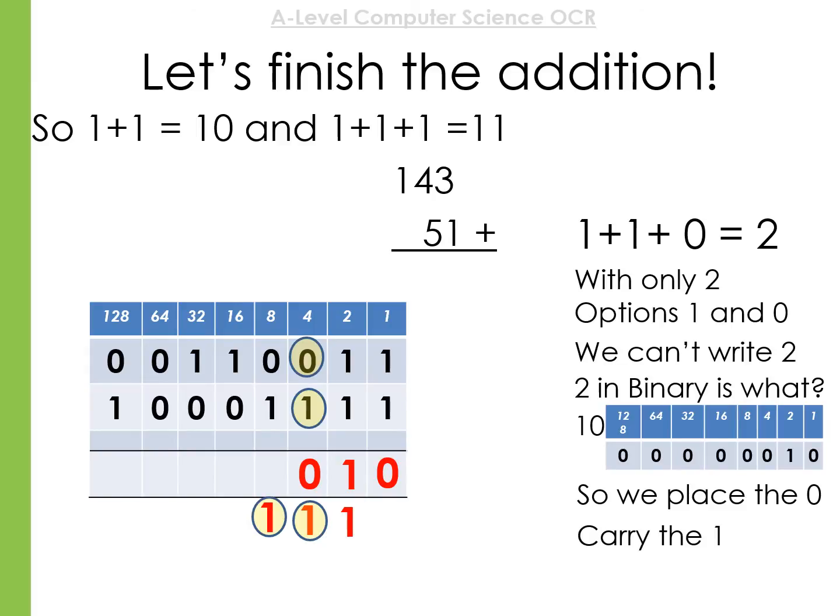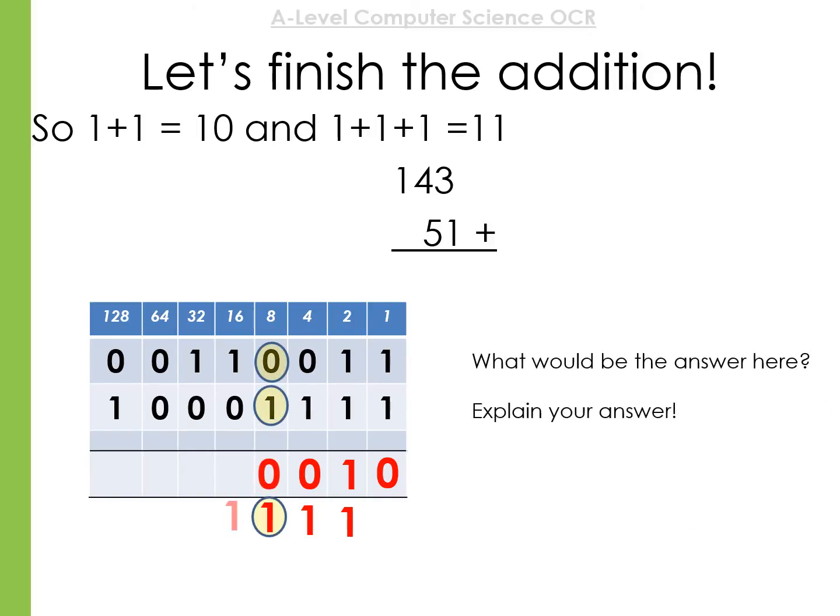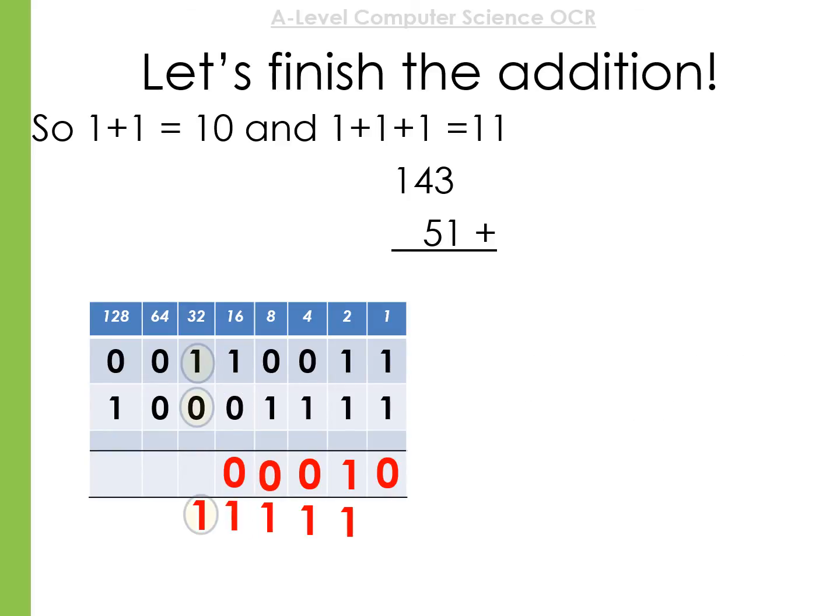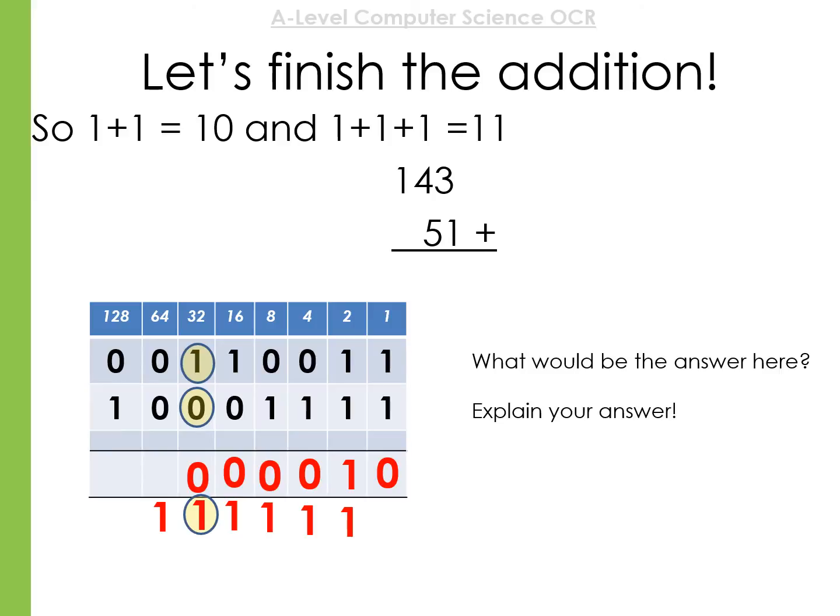So let's finish the addition. 0, 1, 1 would give us 2. So that's 1 carry 0. Again, we've got 0 plus 1 plus 1, which is 2. So we do 1 carry 0. Carrying on with the same method, again, we've got two 1s, which gives us 2. So 1, 0. Again, we have 1, 0, 1, which is 2. So we have 0, but we carry the 1.